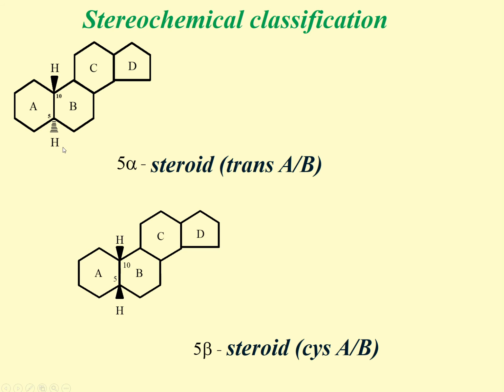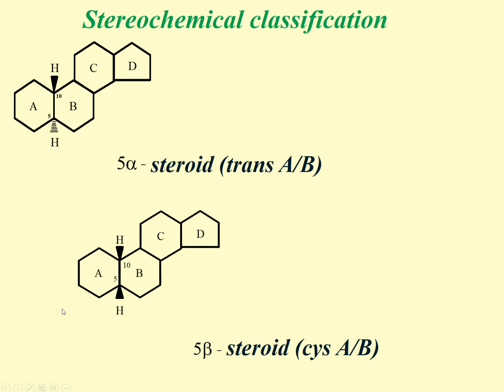So trans configuration will have hydrogen behind the plane, and we can say it is a 5 alpha steroid because 1, 2, 3, 5. And for cis configuration, the hydrogen in this position, this substituent, will be in front of the plane. We can say it is a 5 beta steroid.